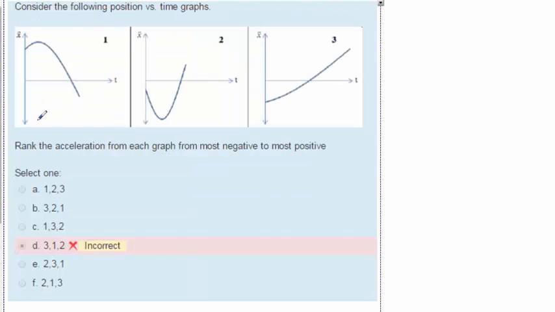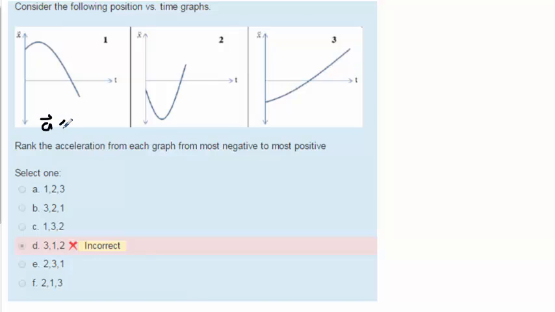Alright, so another conceptual question. This one says, rank the accelerations from each graph from most negative to most positive. Well, first of all, which are negative and which is positive? You can tell that from the concavity, or the opening up or opening down of a parabola. So for 1, this opens down. I kind of jokingly say it's part of a frowny face. So that tells us that the acceleration is negative, or less than 0.